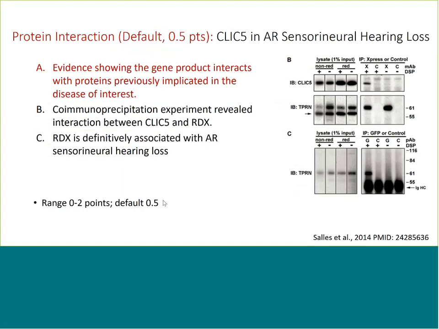Moving on to some examples, this was an example from Marina. Marina, do you want to go over this one? Sure. This is just a standard one from the hearing loss group. This was for the curation of CLIC5 and autosomal recessive sensorineural hearing loss. And there is evidence in the 2014 paper of Salas et al. that CLIC5 interacts with radixin. Radixin is a protein that's definitively associated with sensorineural hearing loss.